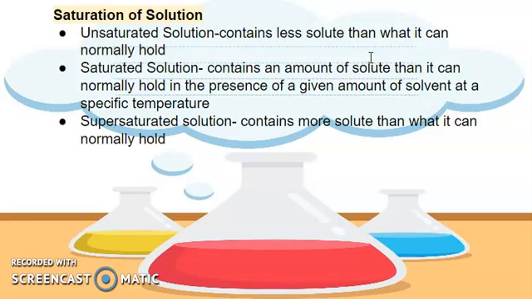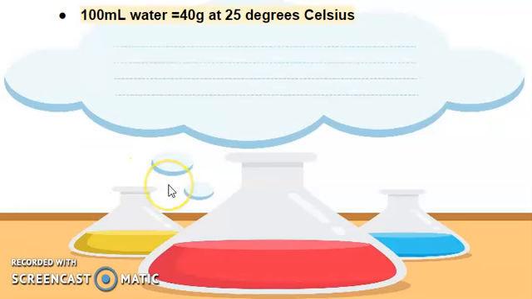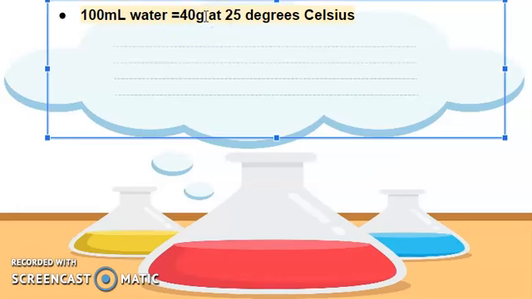For the supersaturated, it contains more solute than what it can normally hold. Just go over the definitions here. Let's have an example for you to really understand this concept: saturated, unsaturated, and supersaturated. For example, we have 100 ml water. This 100 ml water can dissolve 40 grams sugar. For example, let's have sugar at 25 degrees Celsius. This is the capacity of this 100 ml water.